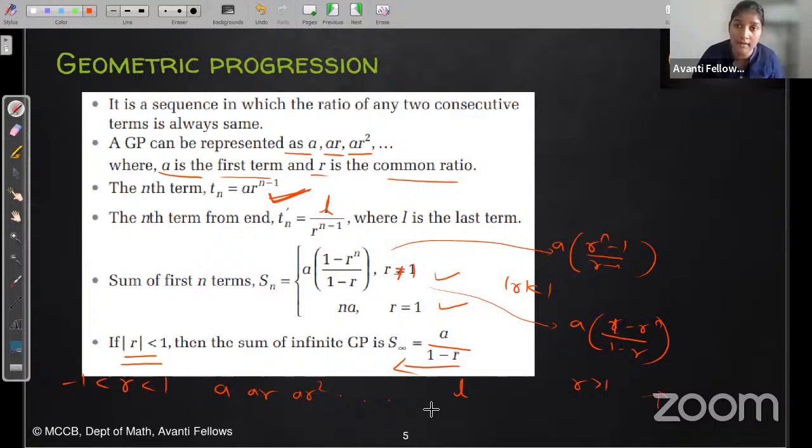But when r is less than 1, the GP that we will get will be a decreasing GP. Terms will be in decreasing order. So if you find the sum, you will get a finite value. That's the reason mod r should be less than 1.